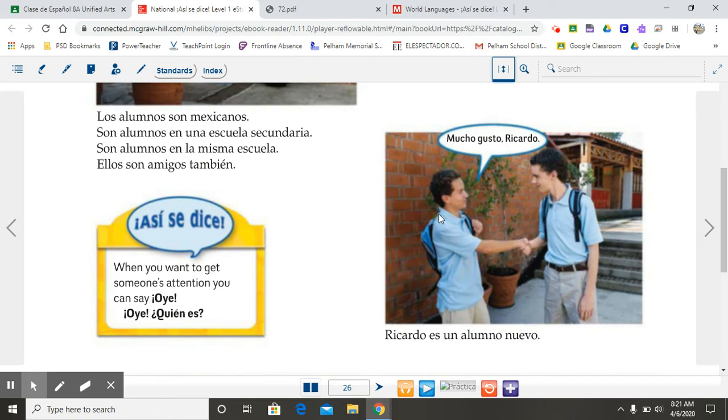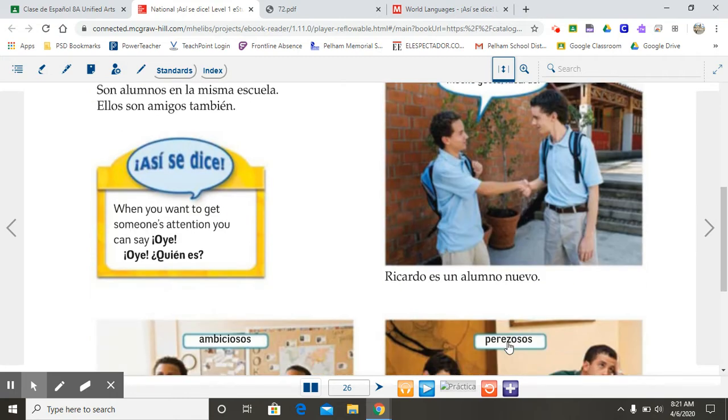So these two boys are greeting each other. This guy over here says mucho gusto, Ricardo. That means what a pleasure to meet you, Ricardo. All right. Mucho gusto means lots of pleasure or a pleasure. All right. Ricardo. Ricardo es un alumno nuevo. Nuevo means new, so he's a new student.